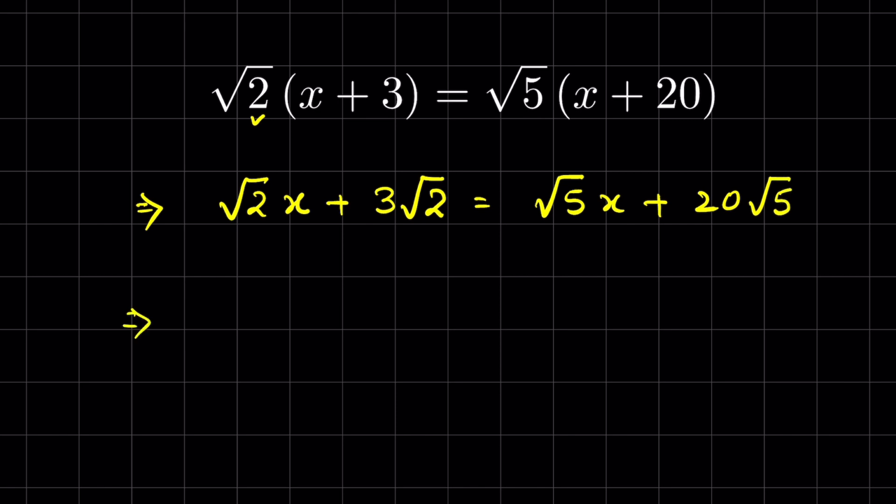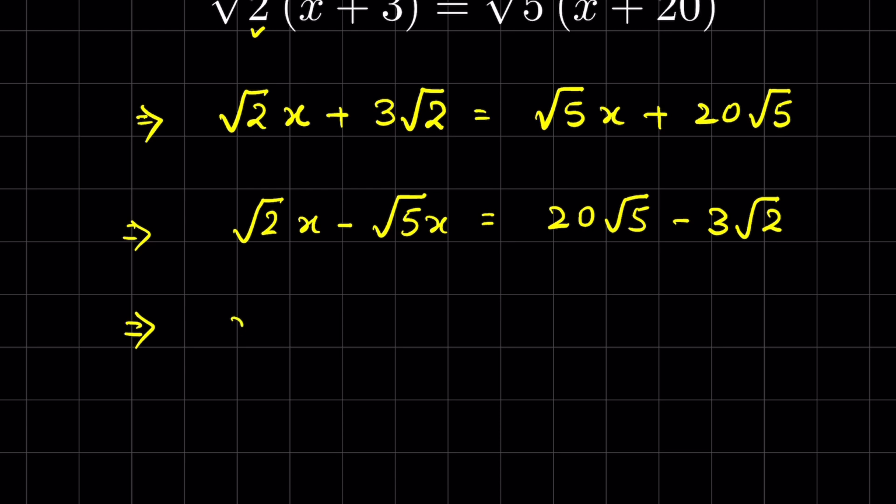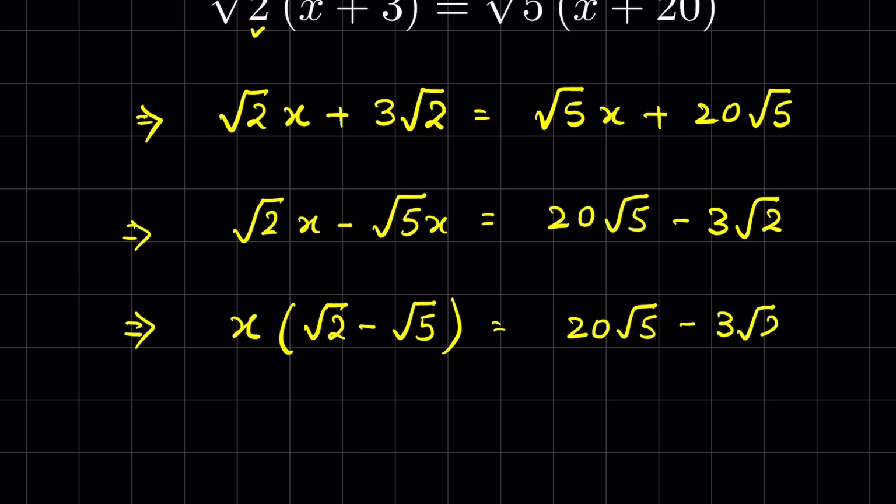Now if we send variables to one side, then we have to send √5·x to the left-hand side. So it will be √2·x − √5·x = now send 3√2 to the right-hand side, so it will be −3√2. So 20√5 − 3√2. Now on this side we can take x common and write x(√2 − √5) = 20√5 − 3√2.